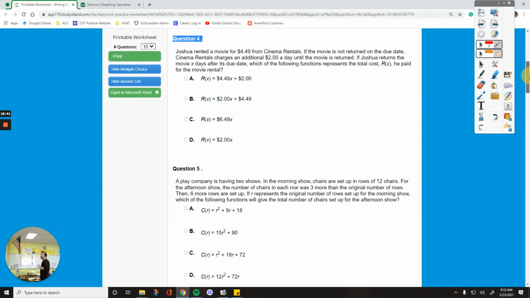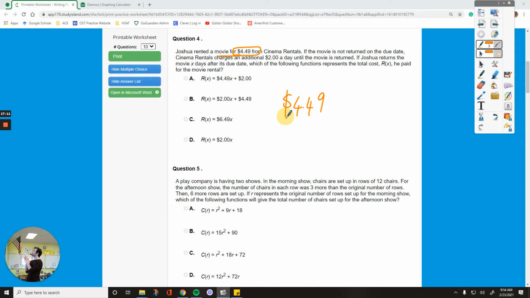Okay. Joshua rented a movie. Looking at the answers, they are all linear. So this question is about a linear function. He rented a movie for $4.49 from Cinema Rentals. So this is a set price. It's not saying that he's gonna pay that much every day. It just says he will pay $4.49. That's it. So he'll pay $4.49. Then probably he's gonna pay something else.